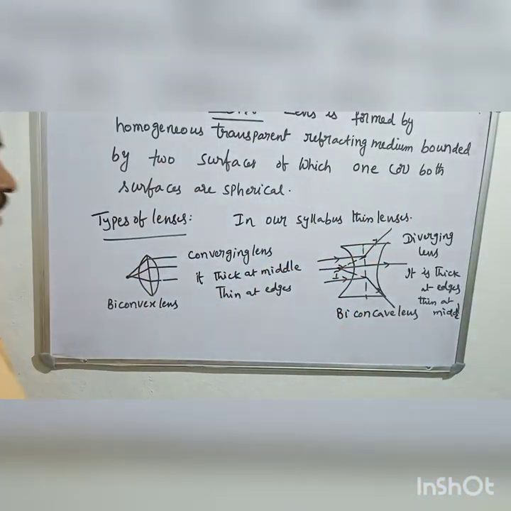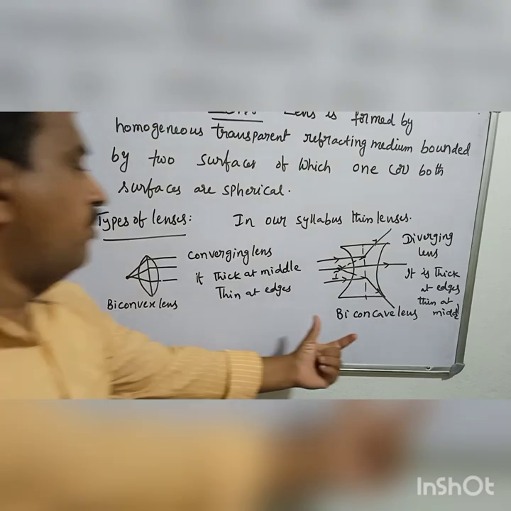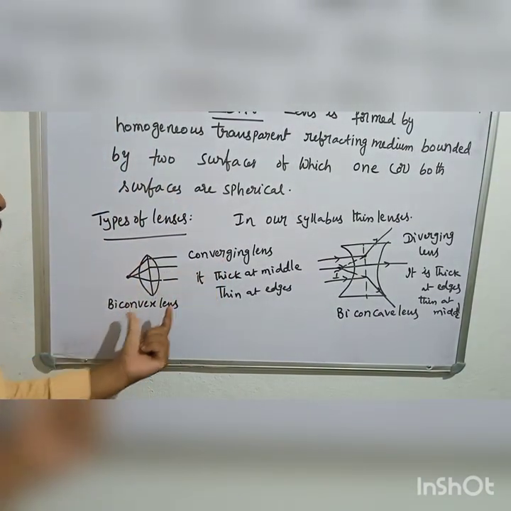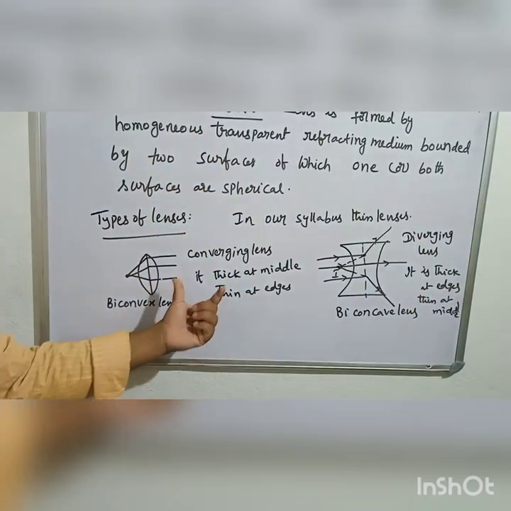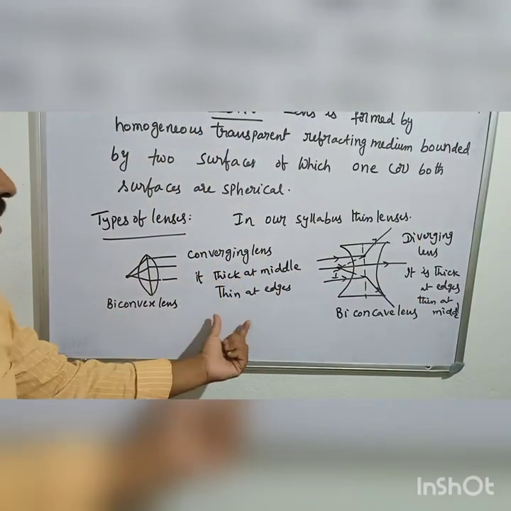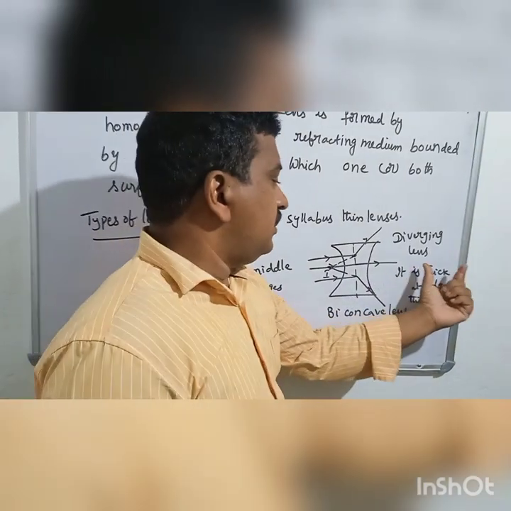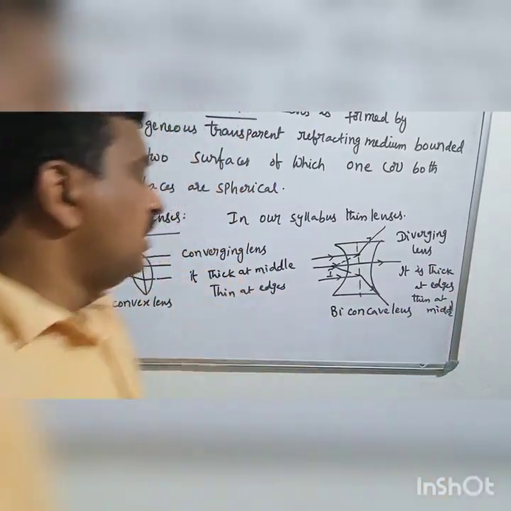These are the two lenses, biconvex and biconcave. Biconvex is a converging lens, biconcave is a diverging lens. Biconvex is thick at the middle, thin at the edges. Biconcave is thick at the edges, thin at the middle.